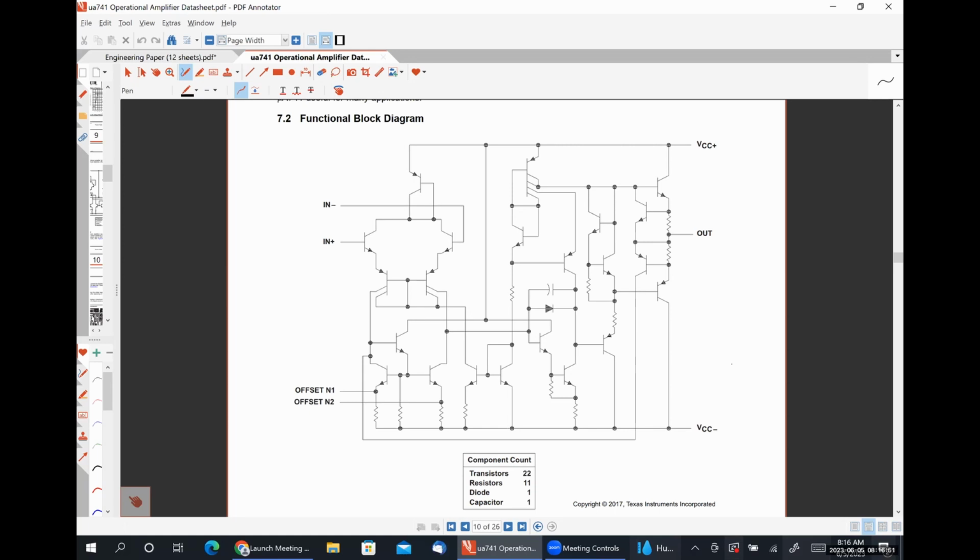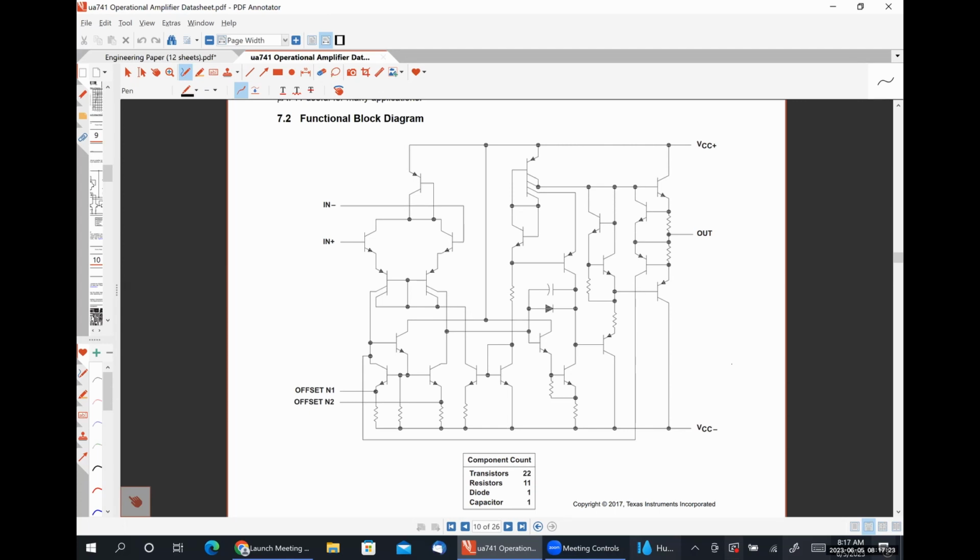And if we look at this thing, I would argue that it's actually pretty darn complex, right? We have 2 input pins, 2 offset pins, a power supply pin for the positive side, a power supply pin for the negative side, and then a single output pin. So this is what's called a single-ended differential amplifier. It's a differential amplifier because it has 2 inputs, and it's single-ended because it has a single output.